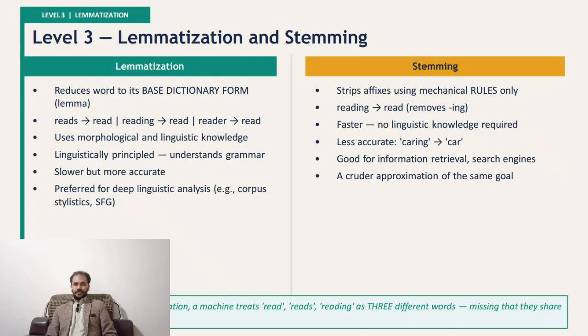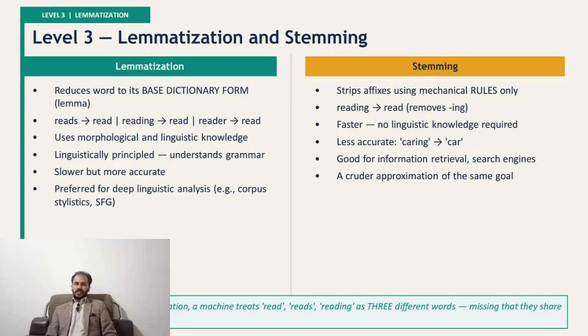Level 3, lemmatization and stemming. Lemmatization is the process of reducing the word into its base form. The words reads, reading, read, and reader all share the base form. Lemmatization matters for computational tasks because a machine that does not recognize these different forms as related to a single word will treat them as different items.